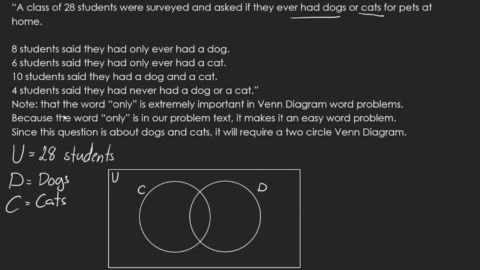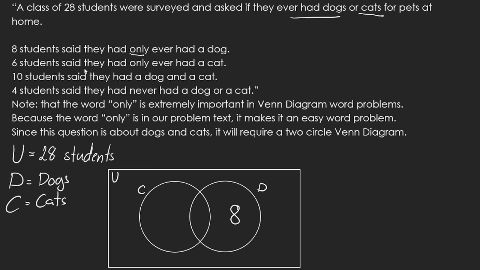Let's read the note here that the word only is extremely important in Venn diagram word problems. Because the word only is in our problem text, it makes it an easy word problem. Looking at the statement here, 8 students said they had only ever had a dog, meaning that they never owned a cat, exclusively dogs. Because the overlapping circles here are those students who had both a dog and a cat.